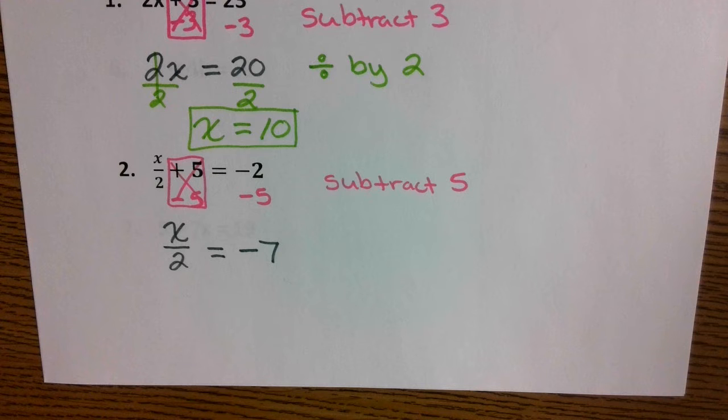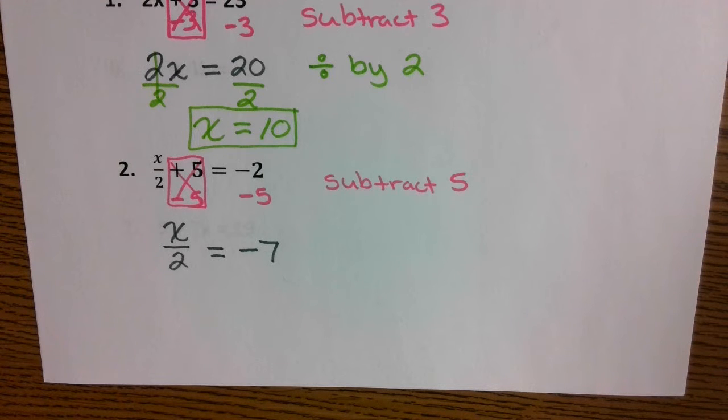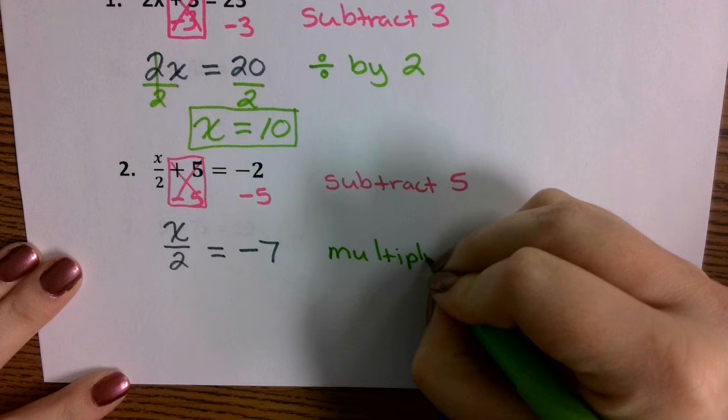What inverse operation are we going to perform now? From here, look up at the board. What are we going to do? Multiply. And what are we going to multiply both sides by? 2. We're going to multiply both sides by 2.